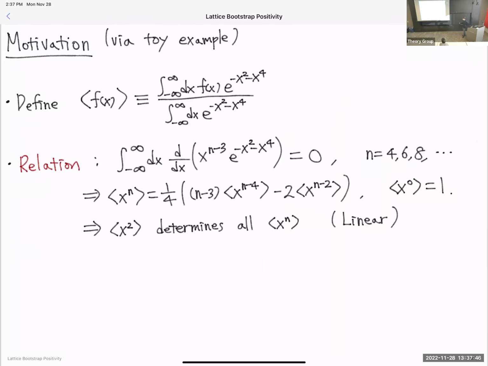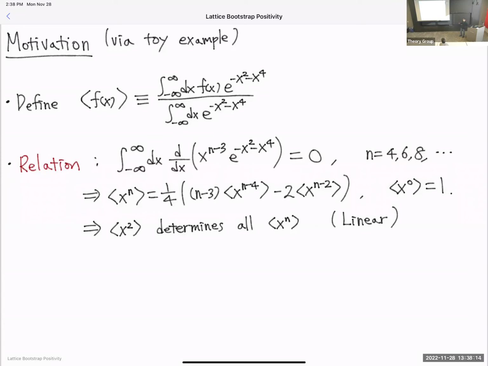The first line has to do with something called a relation. It's a simple statement that if you evaluate a total derivative under this integral, you're going to get 0. By the way, here I'm assuming Z2 symmetry, so I'm setting all the odd moments to be 0. So we have only the even powers to consider. Once you take this expression and write it out, you're going to get this type of expression.